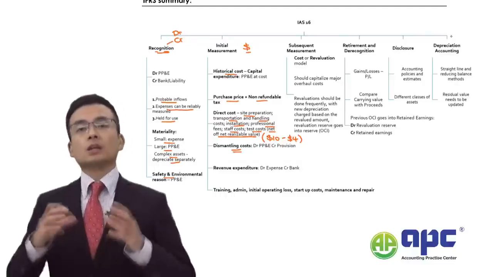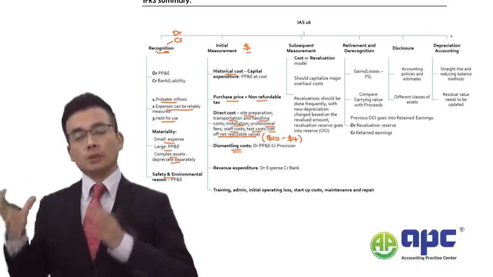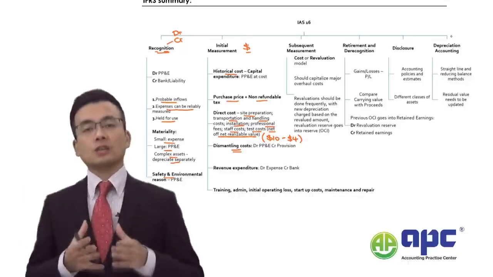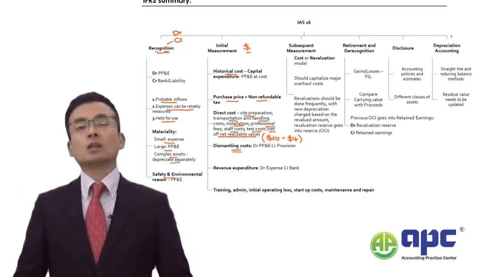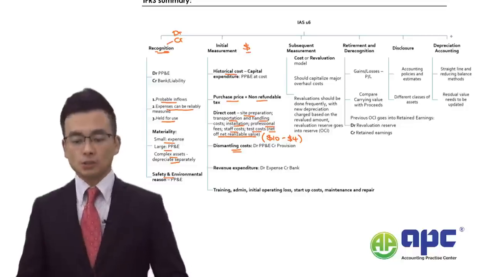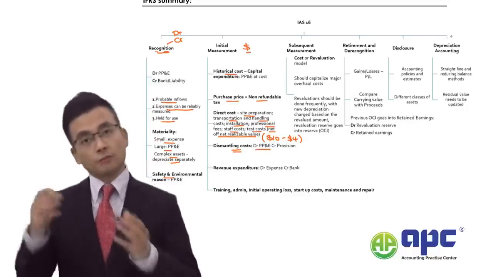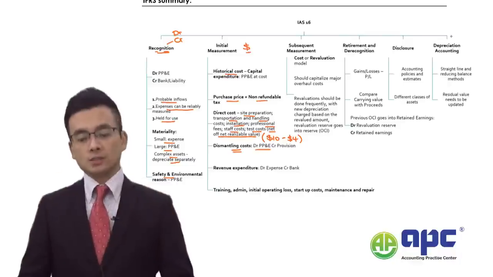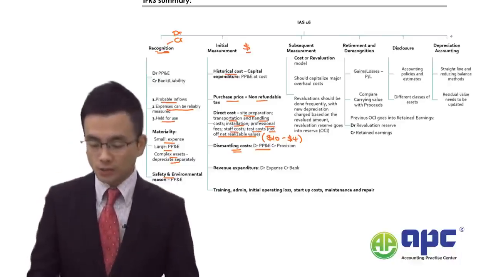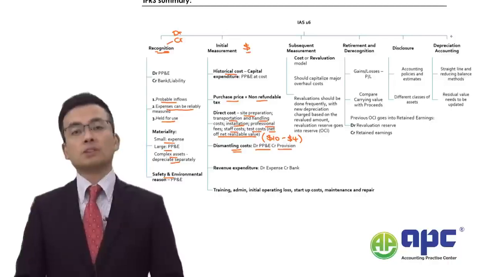In other words, the future cost that we need to discount into today's terms and to recognize the PP&E and to capitalize it. So we debit the PP&E for the future costs, discounting it into today's terms, and we credit to increase our provision liability today. Okay, so that's all we can do.